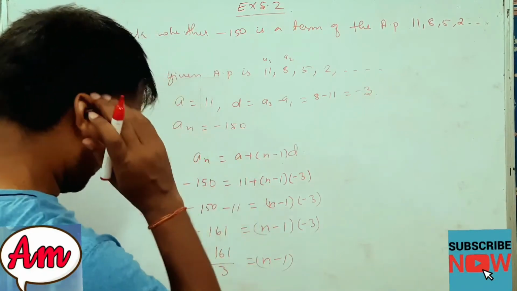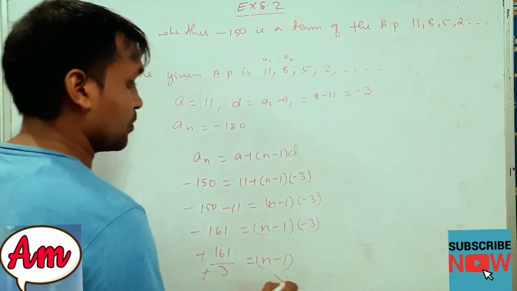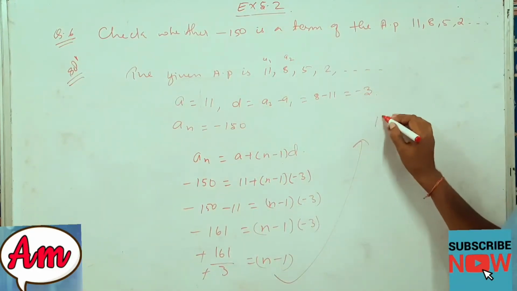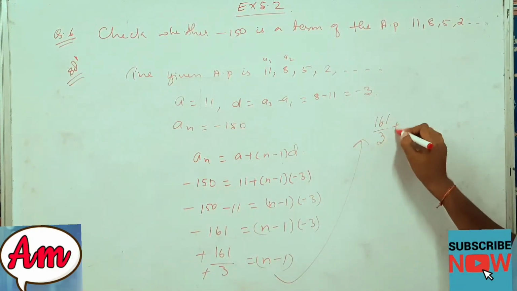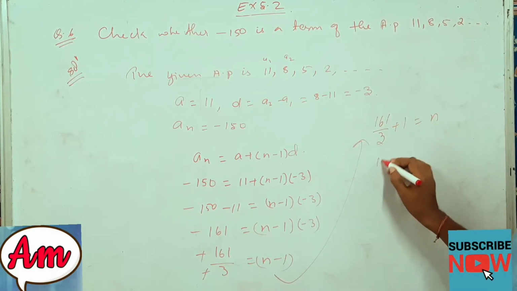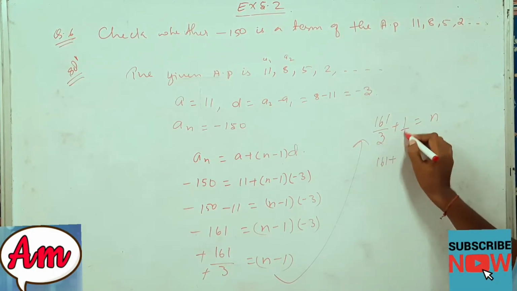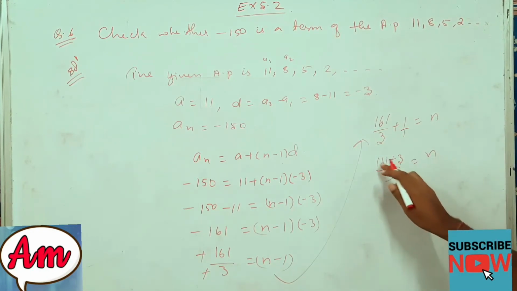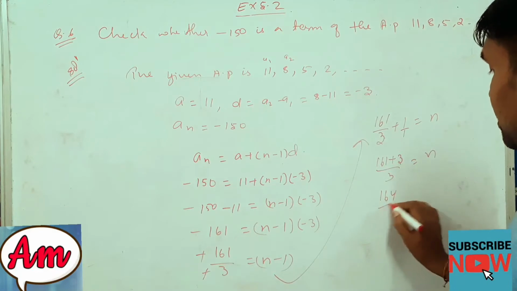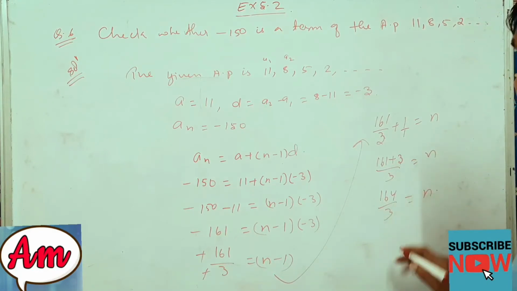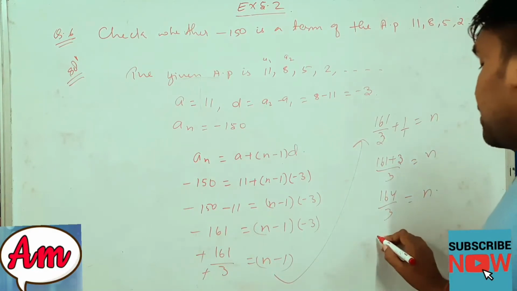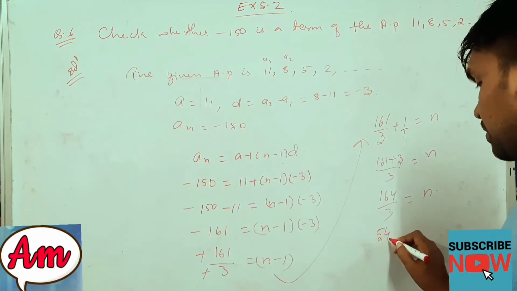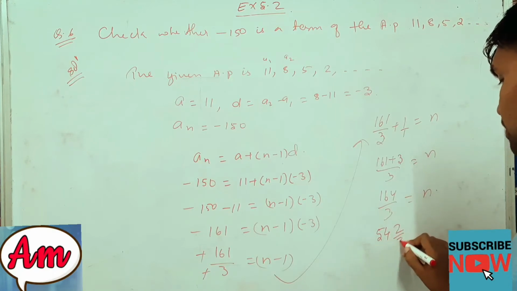Okay. In the next step, dear students, this minus 1 you will take that side. So it will be 161 by 3 plus 1 equals n. So 161 by 3 plus 1, if you take the LCM, 3 by 3 equals 1. So add it, 164 divided by 3. Divided, 3 5s are 15, 1, and 3 4s are 12, 2 by 3.